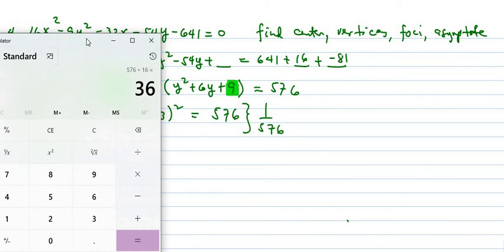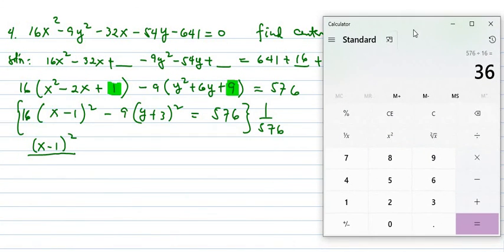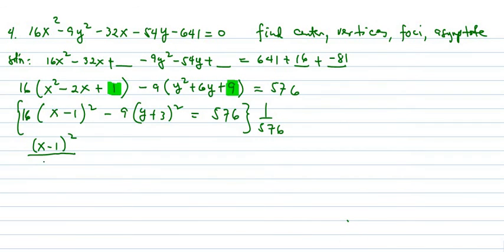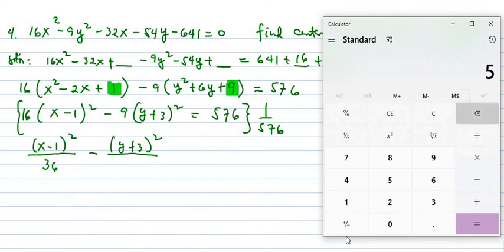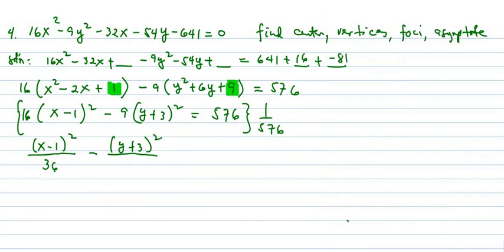Okay, let me transfer this one, calculator. Okay, so 36. This is 36 minus (y plus 3) squared. So 576 divided by 9. That is equivalent to 64. So we have here 64, which is equivalent to 576 over 576, that is 1.